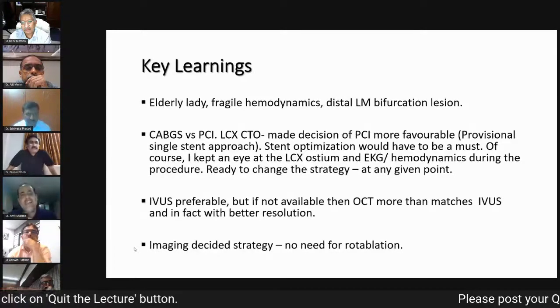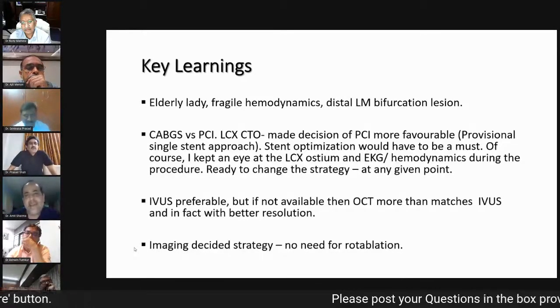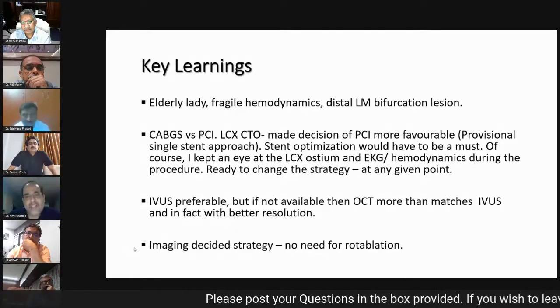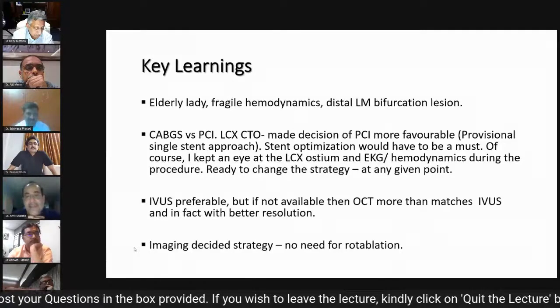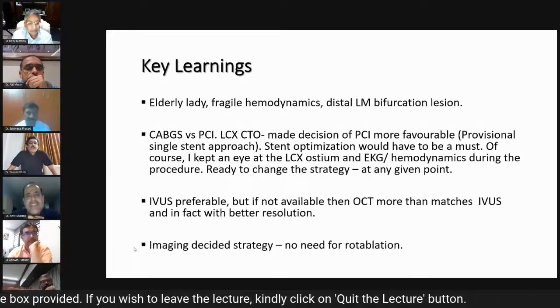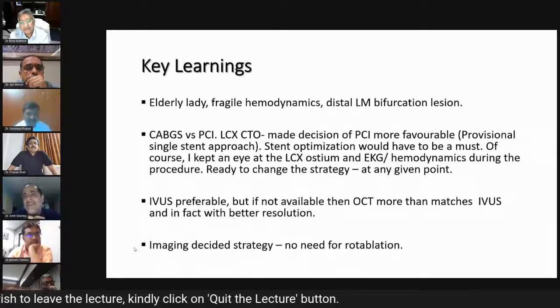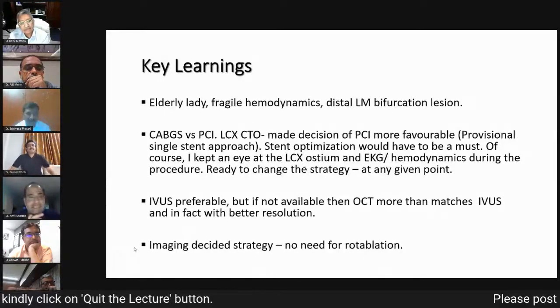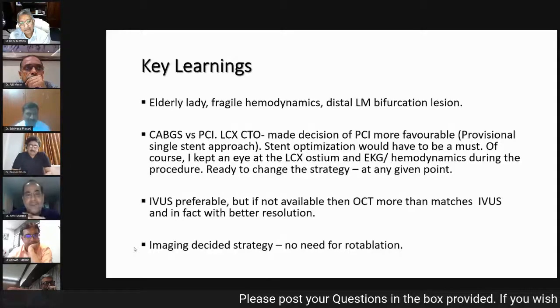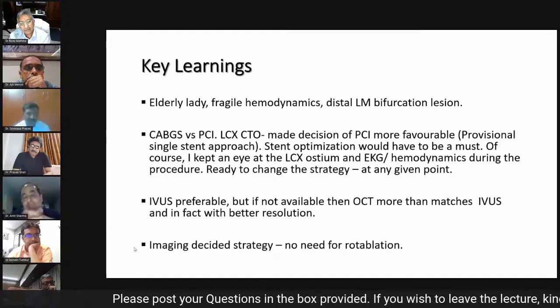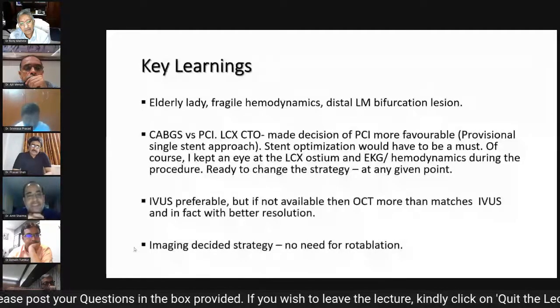So, elderly lady, fragile hemodynamics, and a distal left main bifurcation lesion. I thought that was a perfect recipe for having a lot of action here. But the surgeon was ready to pick up the case, and I was also relieved. But this happened 24 hours after being in the CTO. I think the LCX CTO made a good decision, and PCI more favorable here, because that let me keep my approach probably as a provisional approach.